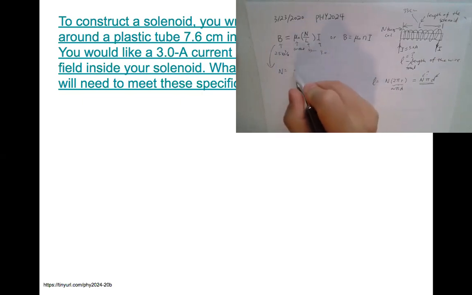You multiply both sides by L, then divide both sides by mu naught I. So this is what you're going to have: N is going to be B times L divided by mu naught times I. Then once you have that, small l is going to be equal to N times pi d, which will be B capital L over mu naught times I times pi times d. Then you just plug in all the numbers you have there.